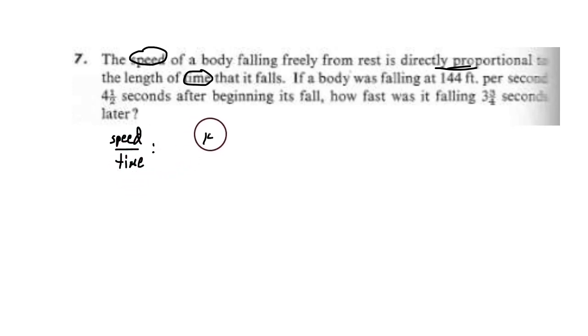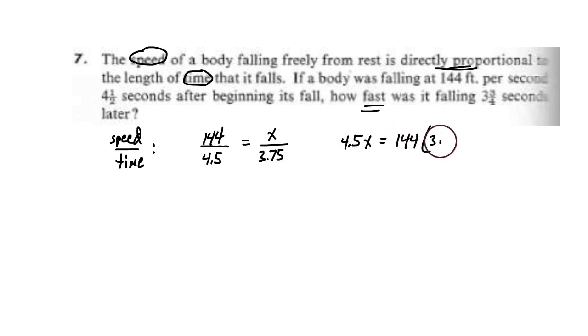So when we have a speed of 144 feet per second, the time is 4.5 seconds. Then we're asked how fast, so an unknown amount of speed. I'm going to use x for that. And that goes with a time of 3.75 seconds. Now solve with cross multiplication. 4.5 times x equals 144 times 3.75. Divide both sides by 4.5 to get x alone. The result is 120. We were using the variable to represent a speed, and so our unit of speed in this problem is feet per second.